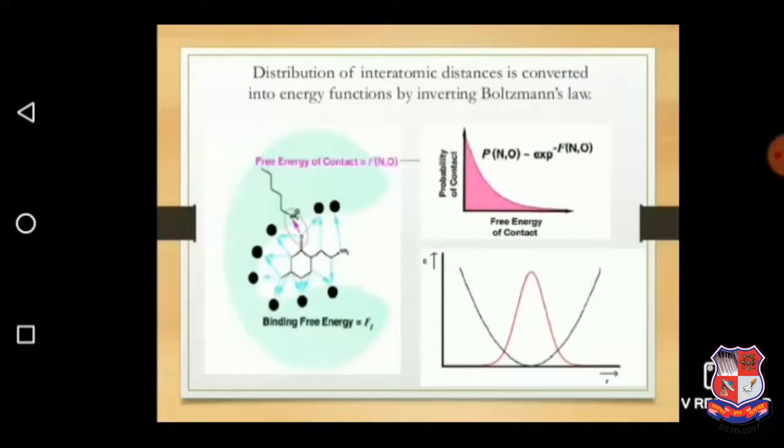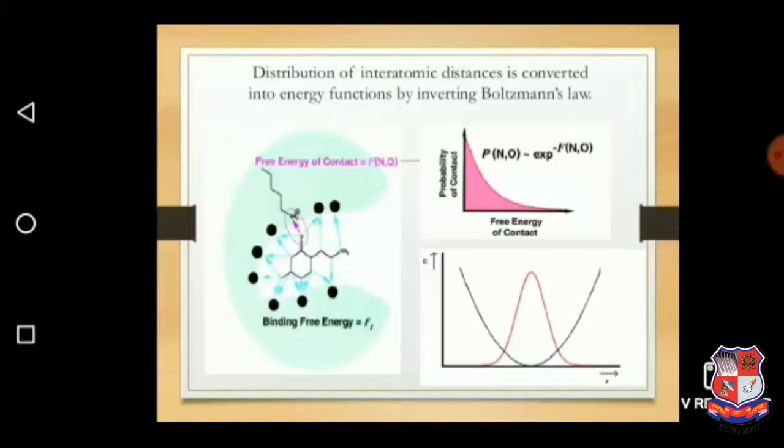The distribution of interatomic distances is converted into the energy function by inverting the Boltzmann law. Here is an illustration of how the free energy of the contact is derived from the Boltzmann law. By inverting the Boltzmann law, on one axis is the free energy of the contact, and on the other axis is the probability of contact.